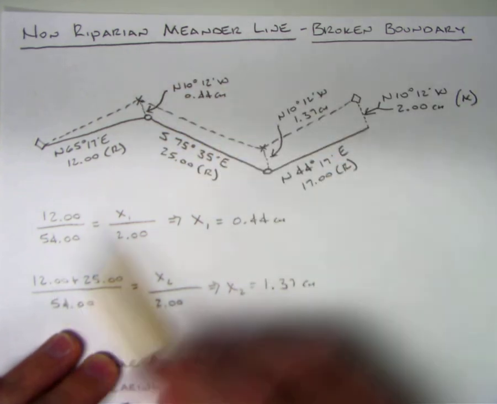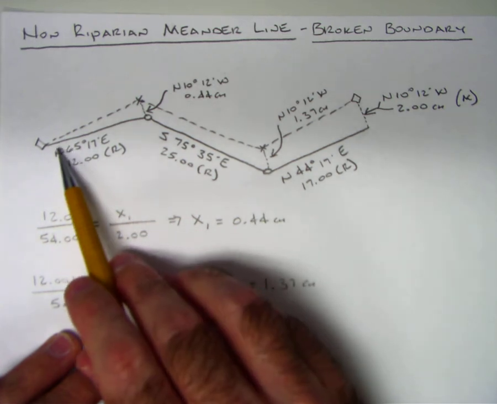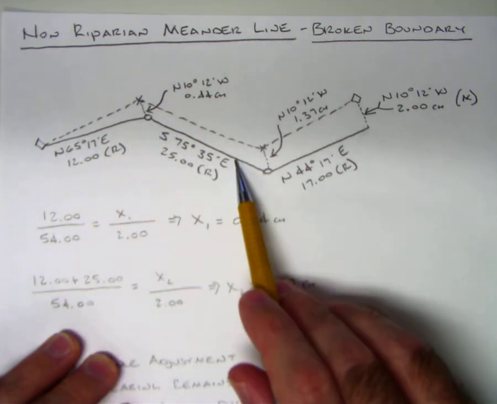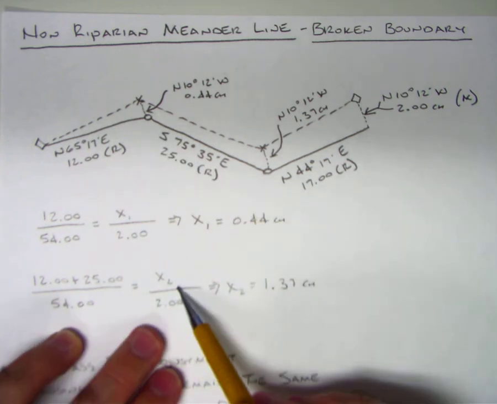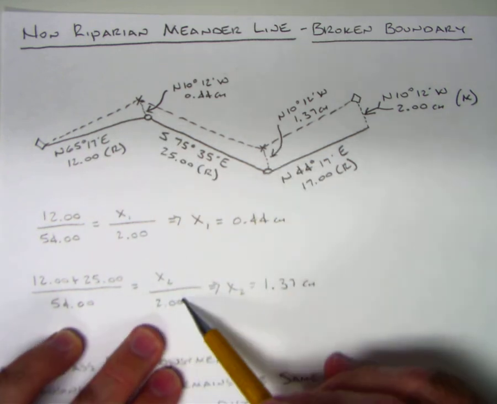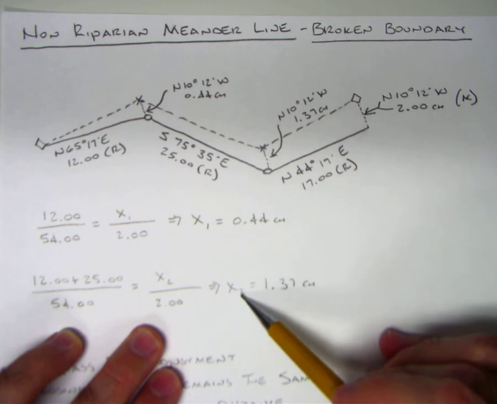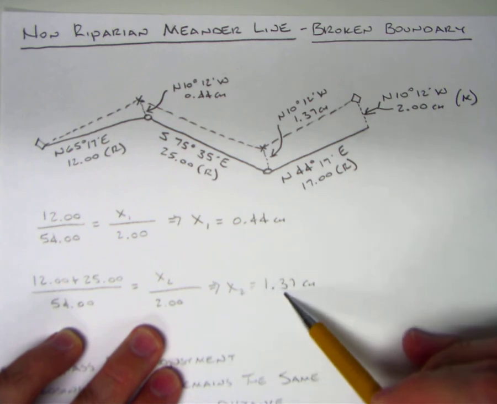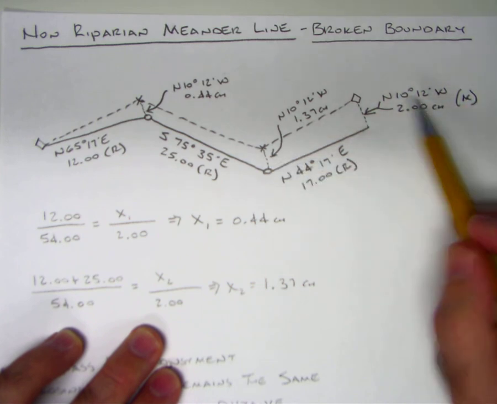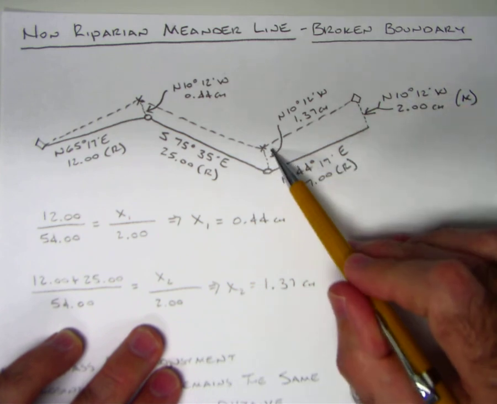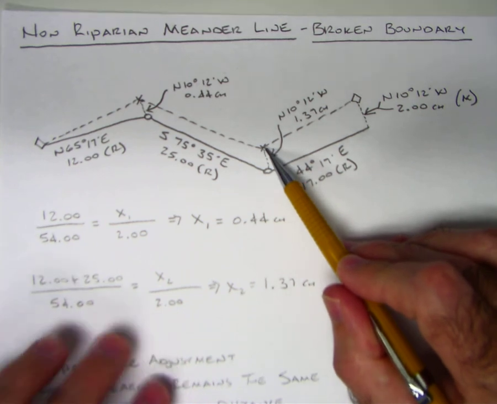Next is this corner. Remember, it's along the length traversed, so it's 12 plus 25 is to the whole. It's to x sub 2 is to 2 chains, which is the closing distance. So x sub 2 is 1.37 chains. So again, from here, I hold this bearing, north 10 degrees, 12 minutes, and I go 1.37 chains, and that sets my lost corner at that point.